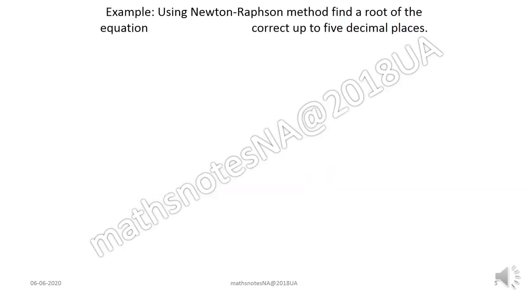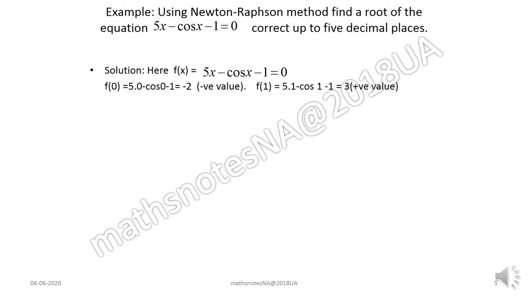In this example, we have to find a root of the equation 5x minus cos x minus 1 is equal to 0, correct up to 5 decimal places. Here f(x) is equal to 5x minus cos x minus 1 is equal to 0, and we find out one interval by putting x is equal to 0 and 1, and we see function value is negative and positive here. So in between we take any value between 0 and 1, mid value 0.5 or 0.4 or 0.6. So we can take any value as an initial point.